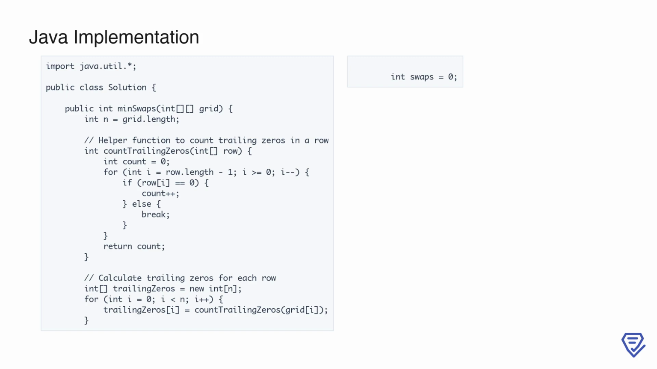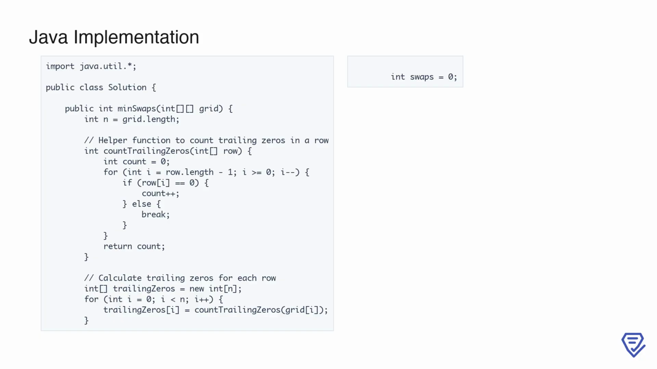Next, we define a helper function, countTrailingZeros, which takes a row as input and calculates the number of zeros at the end of that row. This function is essential because trailing zeros determine whether a row meets the necessary constraints. Within the helper function, we loop backward through the row and count zeros until we encounter a 1, at which point we stop counting. This count is returned for each row.